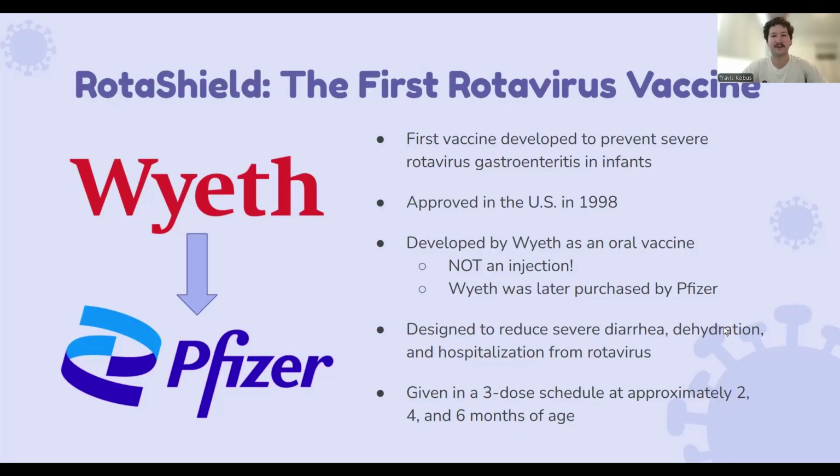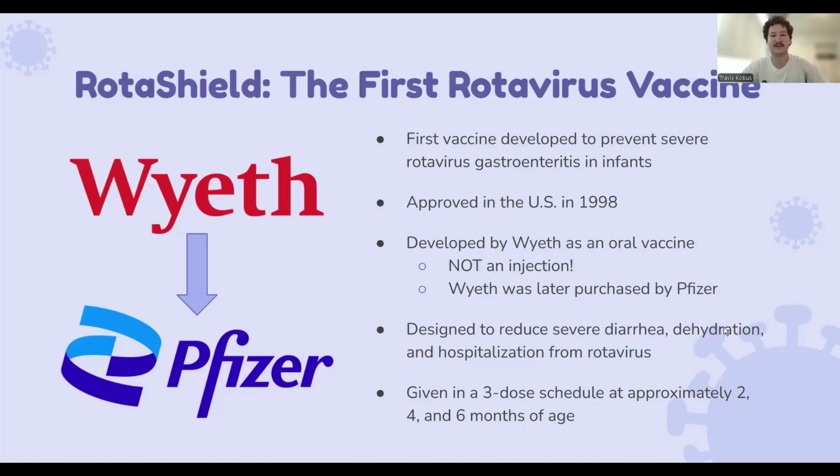RotaShield was approved in the United States in 1998 and was developed by the pharmaceutical company Wyeth, which was later acquired by Pfizer. One important feature of this vaccine was that it was administered orally rather than by injection, making it easier to give to infants. The vaccine was designed to reduce severe diarrhea, dehydration, and overall hospitalizations caused by rotavirus infection.